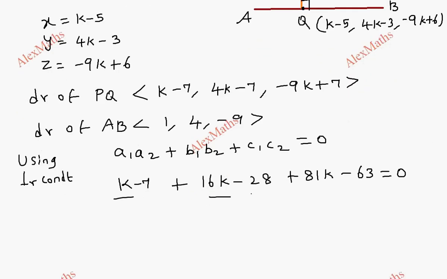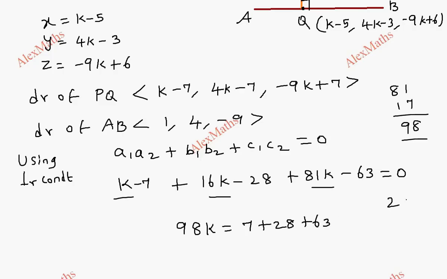Now K, 16K and 81K added together, we get 81 plus 16 plus 1, 98K. And now this is minus 7, minus 28 and minus 63. By taking this to the other side, this is 98K equal to 7 plus 28 plus 63, which is 98. So it means 98 by 98, K is 1.